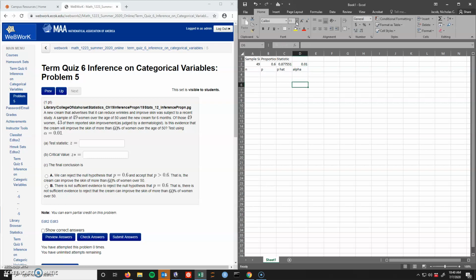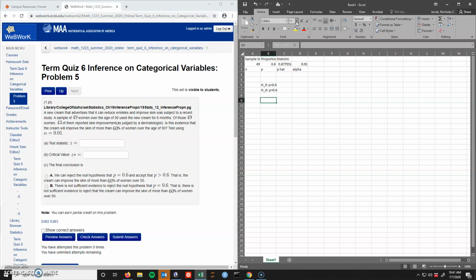Okay, so let's go ahead and establish our null and alternative hypotheses. My null hypothesis here is going to be that p equals 0.6. For my alternative hypothesis, I have to be careful here. It looks like I should be using that p is greater than 60%. We wanted to show that it improves the skin of more than 60% of women over the age of 50, so that's what I'm using here. The greater than is important because this will be a one-tailed test.